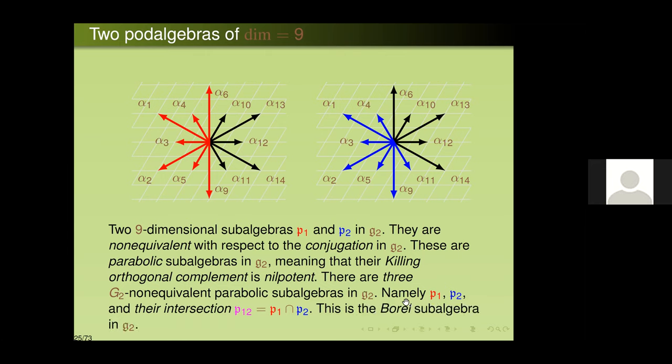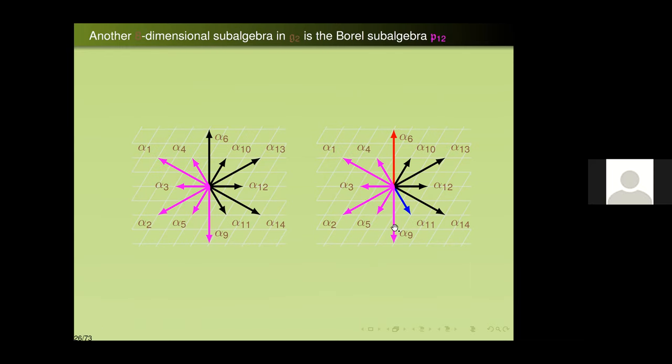So this is the one that is now purple, or magenta, here. And this magenta is obtained by it. And you can see that this again is an eight-dimensional subalgebra.